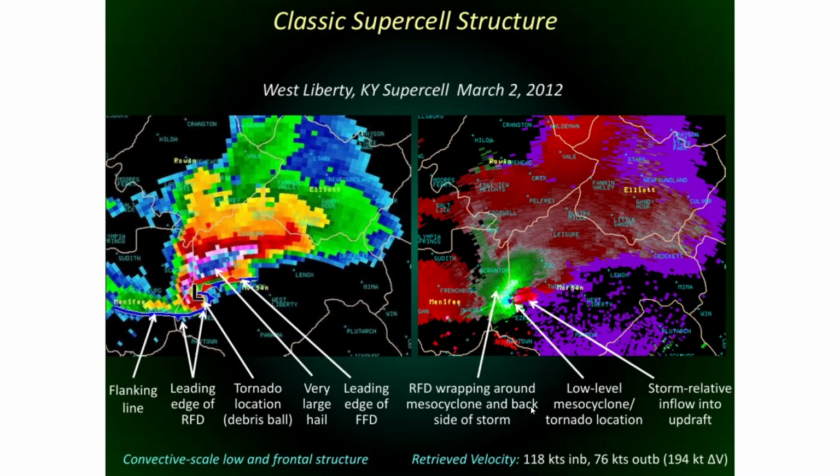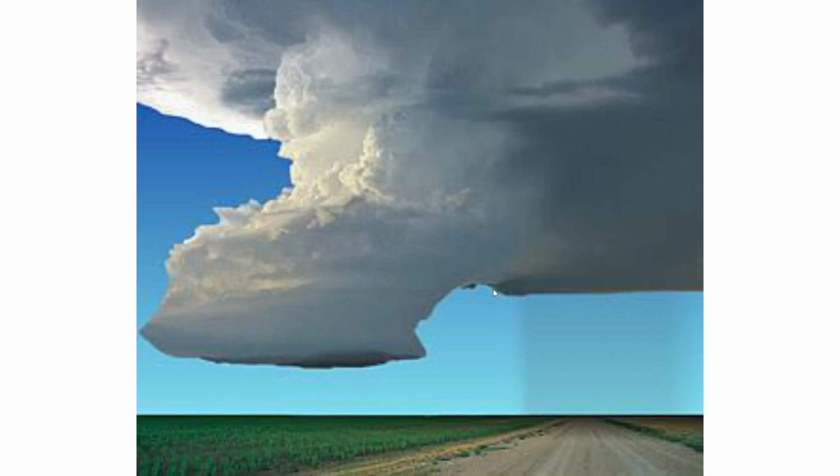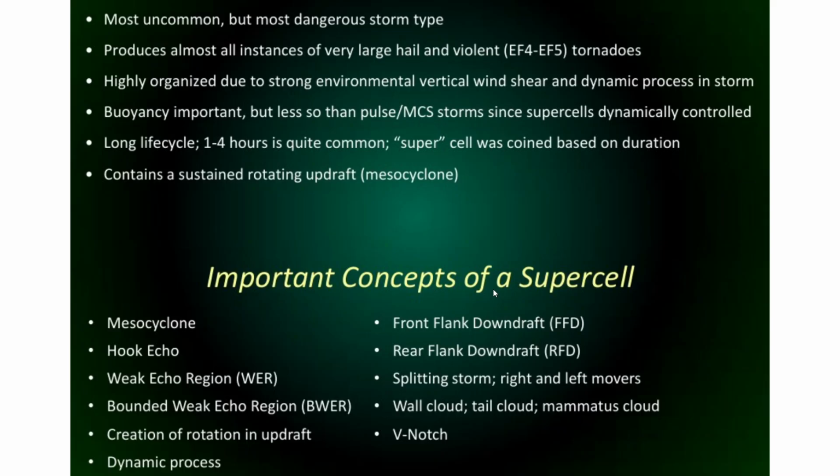So the RFD wrapping around the mesocyclone and the backside of the storm is right here. It's this green. And that low-level mesocyclone is, and the tornado location is right here. And you got that storm relative inflow into the updraft, which is right here. Oh, sorry, I skipped ahead a little bit.